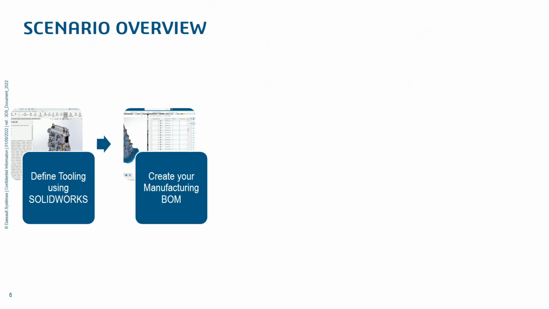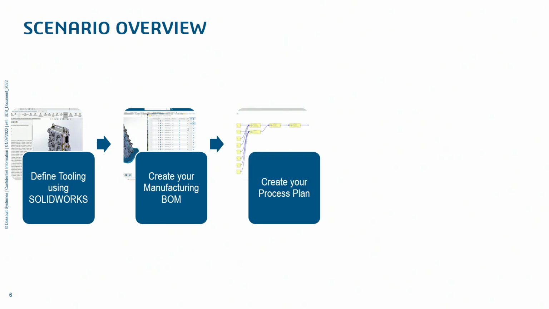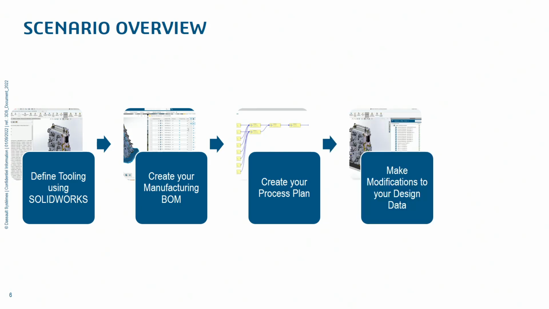And then from there, you want to create your manufacturing bill of materials. So again, defining those sub-assemblies, what goes where, when. And then you create your process plan. So how am I actually putting this together, right? What are the steps? What's the flow look like? And then making modifications to the data. So, you know, it would be really great if you could design it right the first time, but inevitably you're going to have your engineering changes.